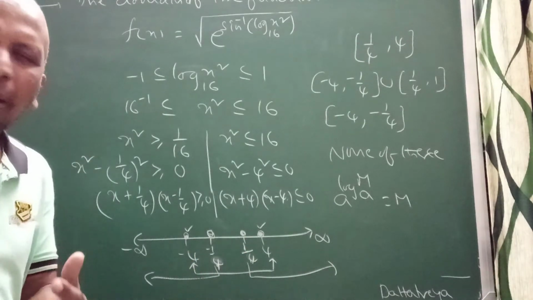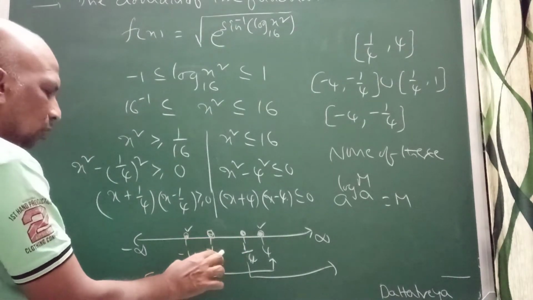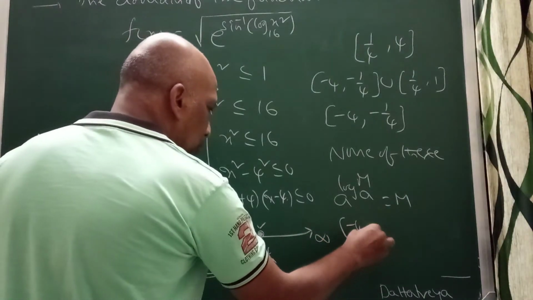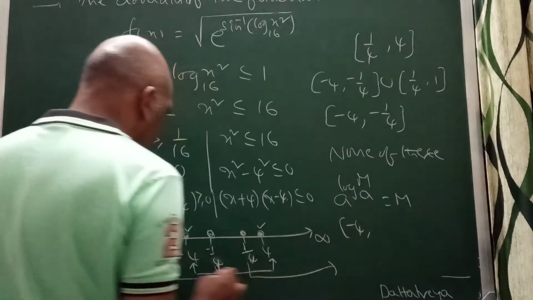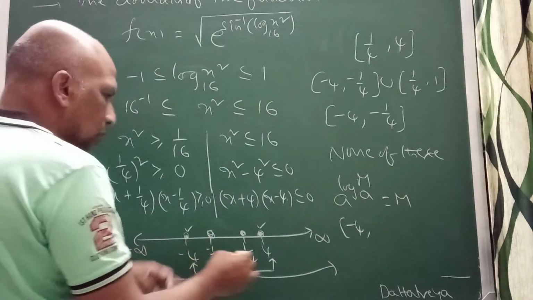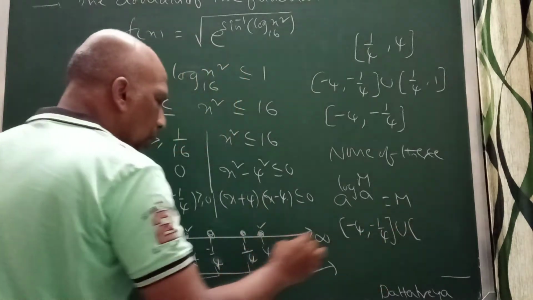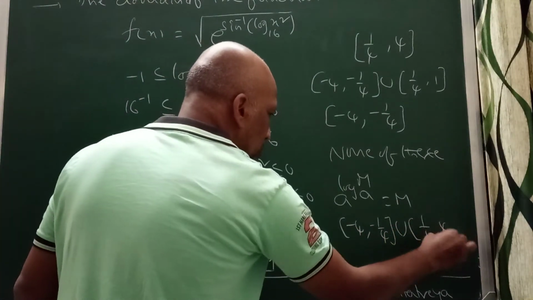So what is the common value? Common value: minus 4 comma minus 1 by 4. The common value you are getting is minus 4 to 1. You will get minus 4 to minus 1 by 4. Union, you got 1 by 4 to 4.